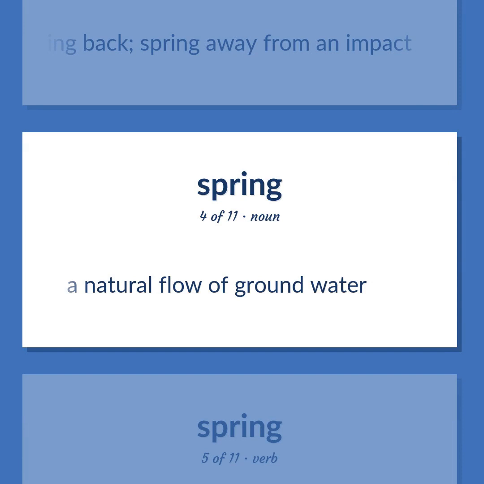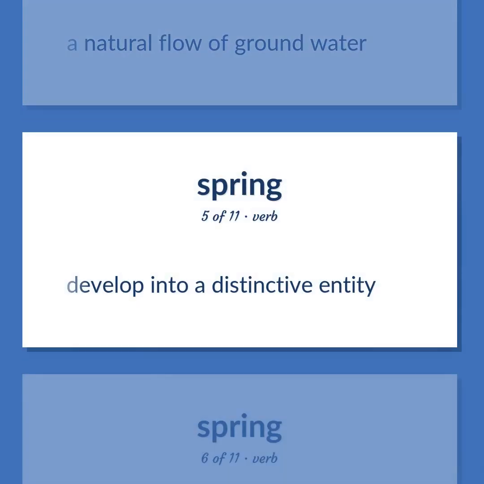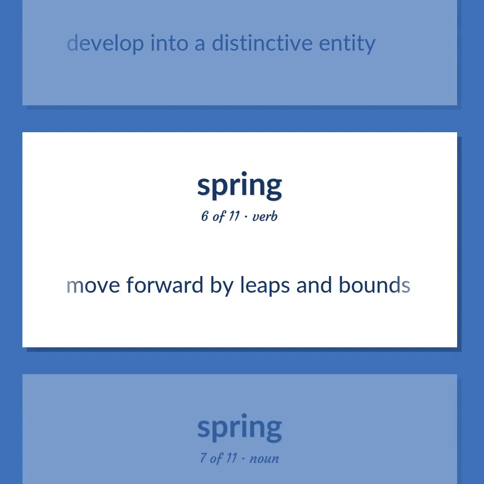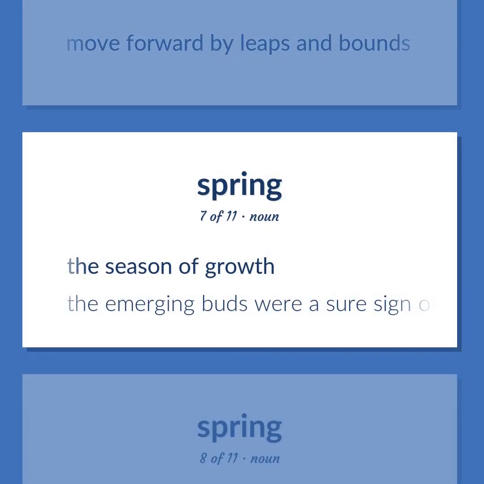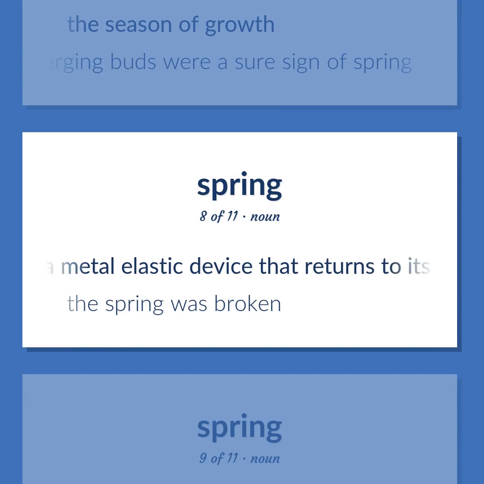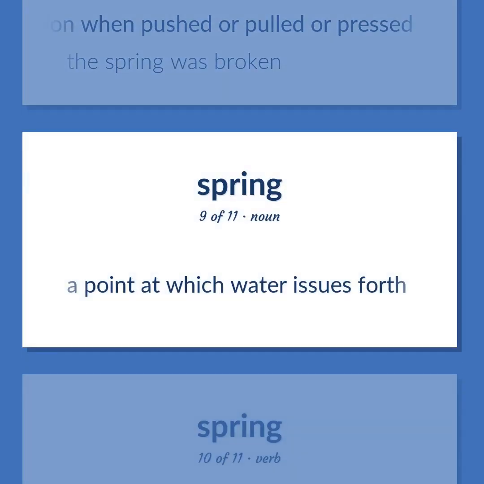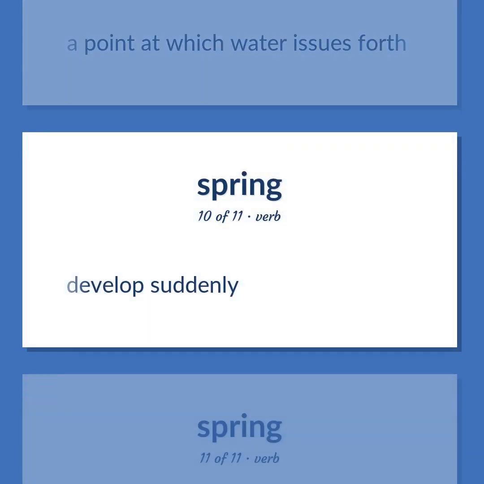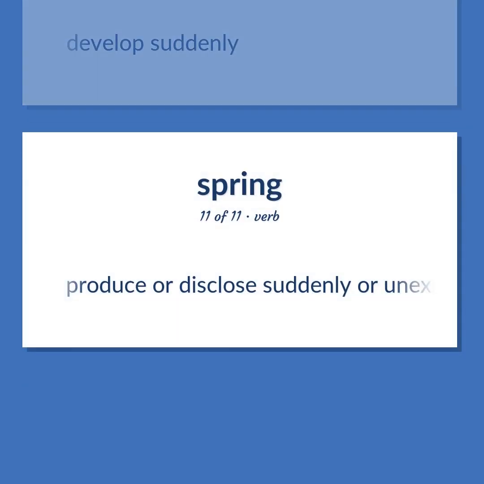A natural flow of groundwater. Develop into a distinctive entity. Move forward by leaps and bounds. The season of growth. The emerging buds were a sure sign of spring. A metal elastic device that returns to its shape or position when pushed or pulled or pressed. The spring was broken. A point at which water issues forth. Develop suddenly. Produce or disclose suddenly or unexpectedly.